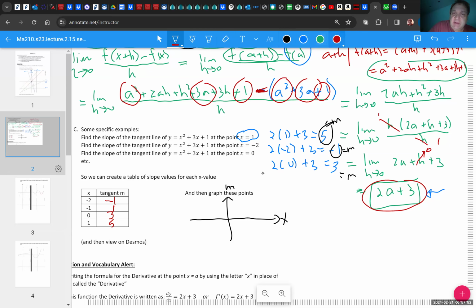And I'm not going to try to make a good graph out of this. I'm just trying to emphasize a point that I can graph all of these points: (-1, 1), (0, 3), (1, 5).